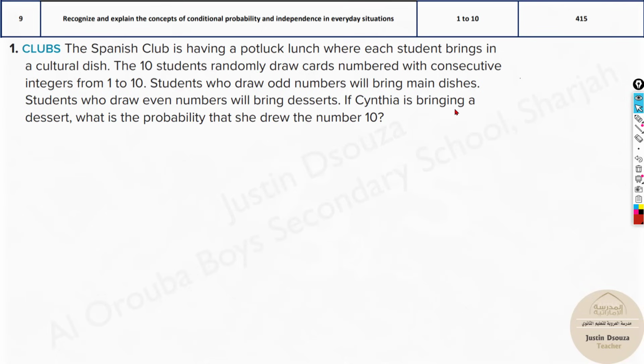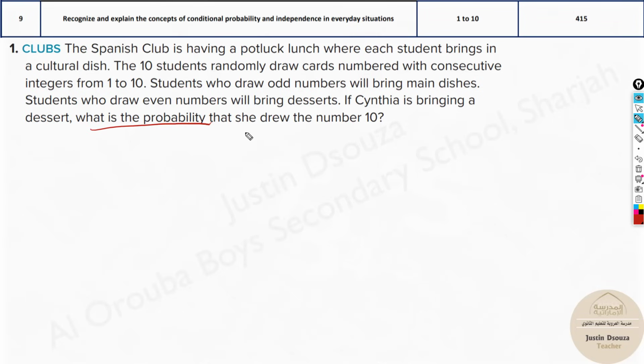There are a few important things to remember in conditional probability. There will be a condition given to you and a probability needs to be found out. Now, when you look at the last sentence, if Cynthia is bringing dessert, they have not used headline words like given. Usually, whatever is the sentence after given is the condition, but here you cannot see anything like that. But you can see this: what is the probability she drew the number 10? So this is what we need to find.